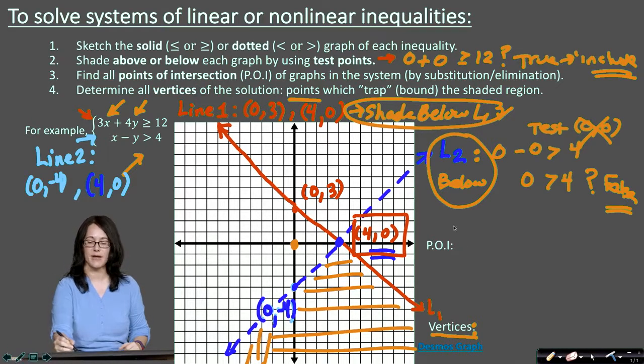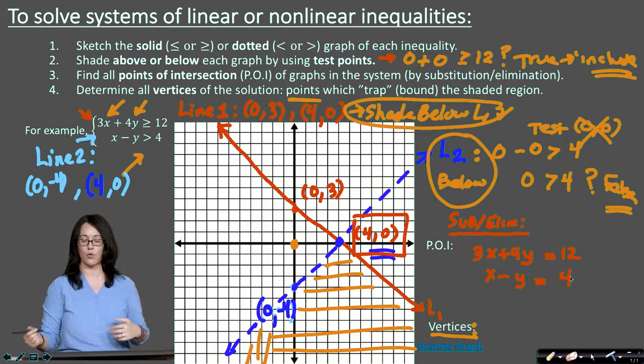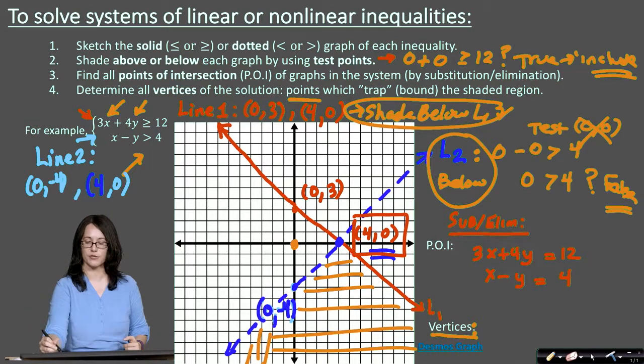But typically to find these, you have to do substitution or elimination. So if you were trying to check yourself to do it the long way, you would have taken the first line as an equation, 3x plus 4y equals 12. So notice I made it an equation. And the second line as an equation was x minus y equals 4. And you could solve this by substitution or elimination until you get your solution of 4, 0.